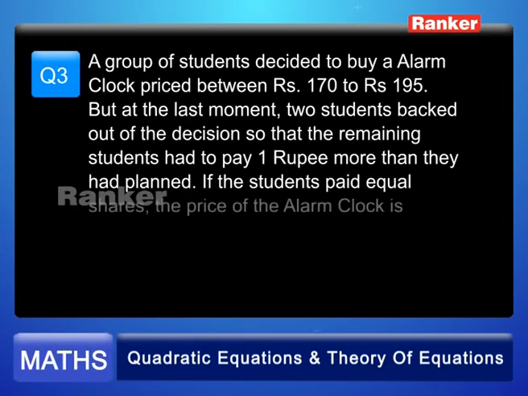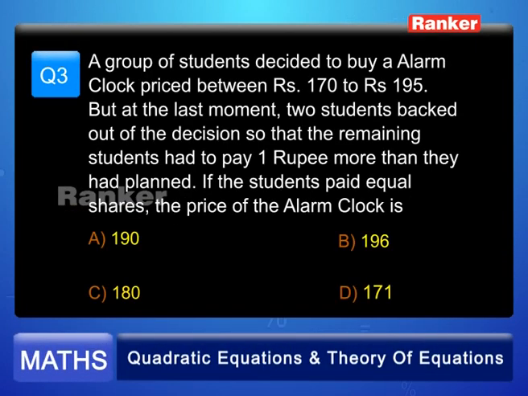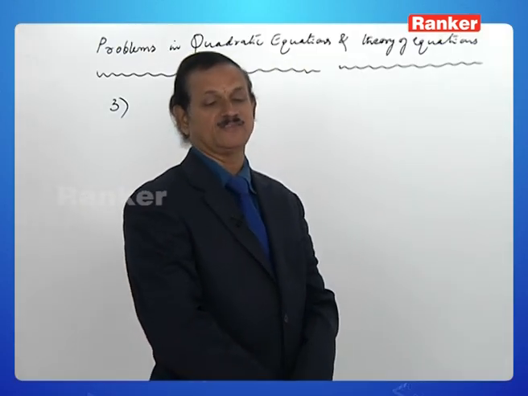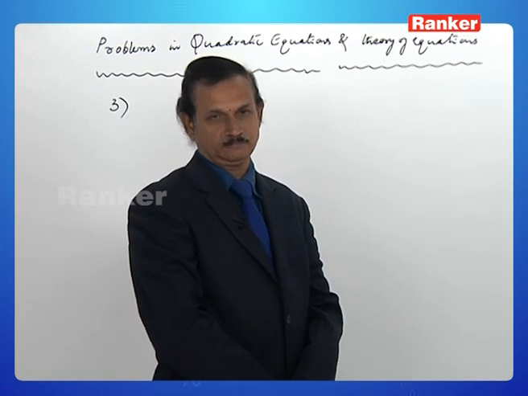A group of students decided to buy an alarm clock priced between Rs 170 and Rs 195. But at the last moment, 2 students backed out of the decision, so that the remaining students had to pay 1 rupee more than they had planned earlier. If the students paid equal shares, the price of the alarm clock is.